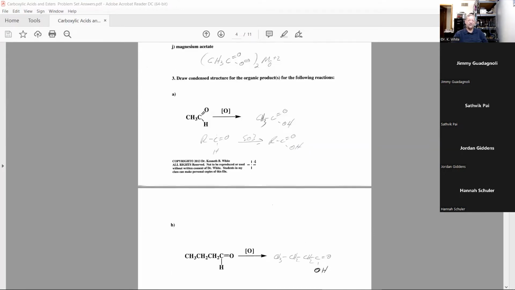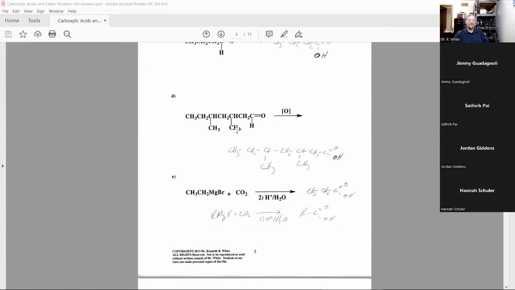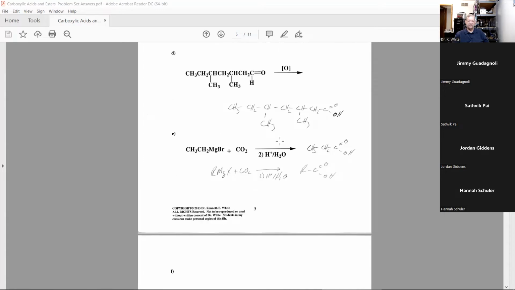All right, draw the condensed structure for the organic product or products of the following. What do we have? Look for what's different. We have carbon, double bond oxygen, hydrogen, carbons. It's an aldehyde. Oxidize it, you get a carboxylic acid. Do you break carbon-carbon single bonds? No. So that methyl group is still on the carbonyl. And if I have something more scary or big, it's just an R group, carboxylic acid, this H becomes OH.